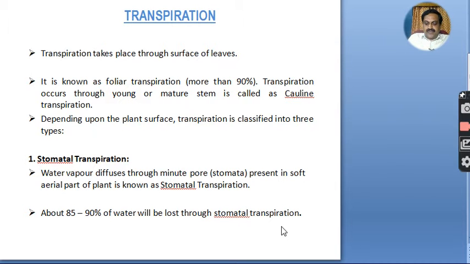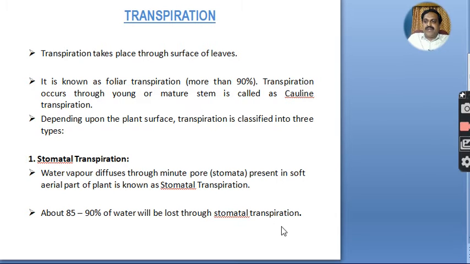Depending upon the structure involved in the process of transpiration, transpiration is of three types. Number one is stomatal transpiration, number two is cuticular transpiration, and the last is lenticular transpiration. Stomatal transpiration means the loss of water which takes place through the stomata of the epidermis of the leaf and the stem, when the stem is young.